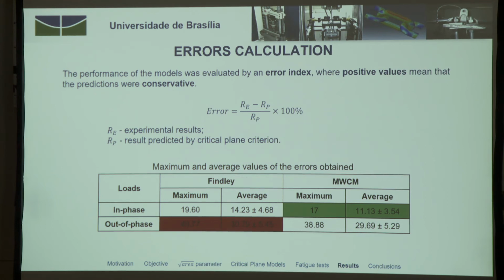We calculated the error index of the predictions against the experimental points, and found that the MWCM model provides better results in the in-phase loading conditions, and in out-of-phase loading conditions too. The Findley model provides the worst predictions in the out-of-phase loading conditions.